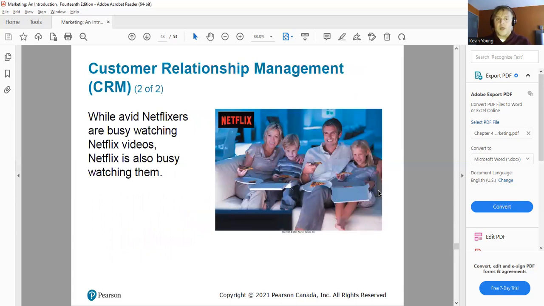Netflix. While avid Netflixers are busy watching Netflix videos, Netflix is also busy watching them. You're being tracked, which is why you will say, these are what Kevin has been watching. We have recommendations for Kevin based on what he has watched in the past.